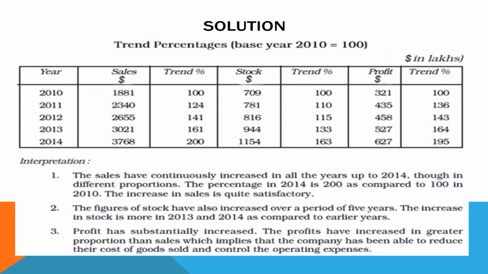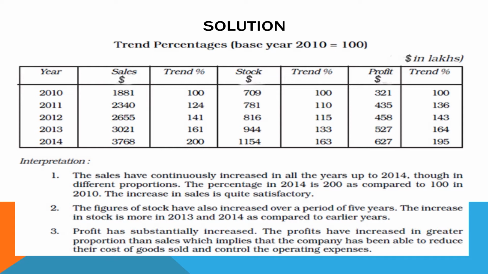Now, in the interpretation, what can we conclude? The conclusion will be the sales have continuously increased in all the years up to 2014, though in different proportions. The percentage in 2014 is 200 as compared to 100 in 2010. The increase in sales is quite satisfactory. That means the sales in 2010 and in 2014 are 100% and 200%, which means the sales increased by double.